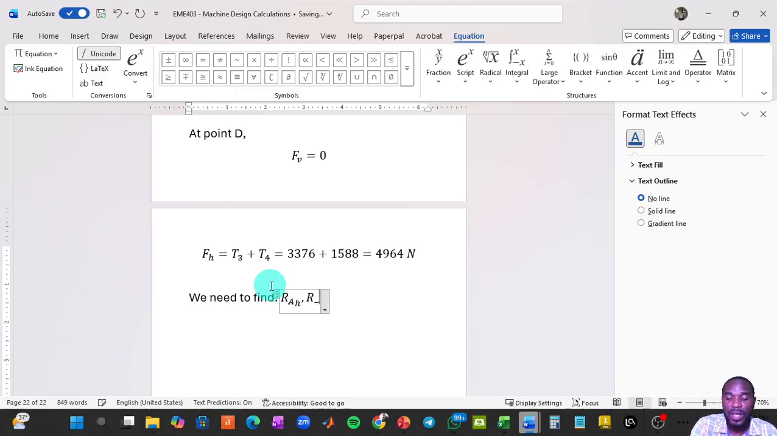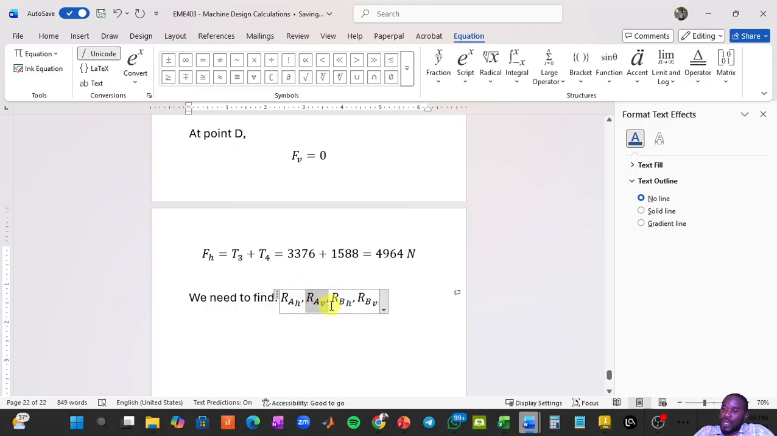We need to find the reactions at point A again in the vertical direction. We also need to find the reactions at point B in the horizontal direction and the reactions at point B in the vertical direction. All right, so we can do all the verticals first and then all the horizontal next.